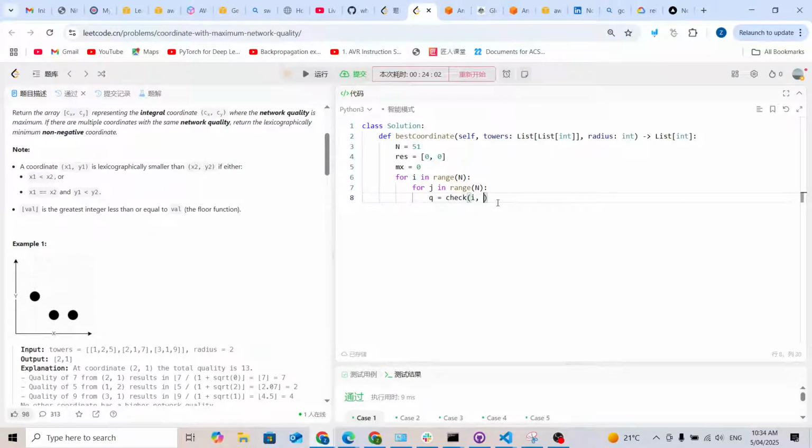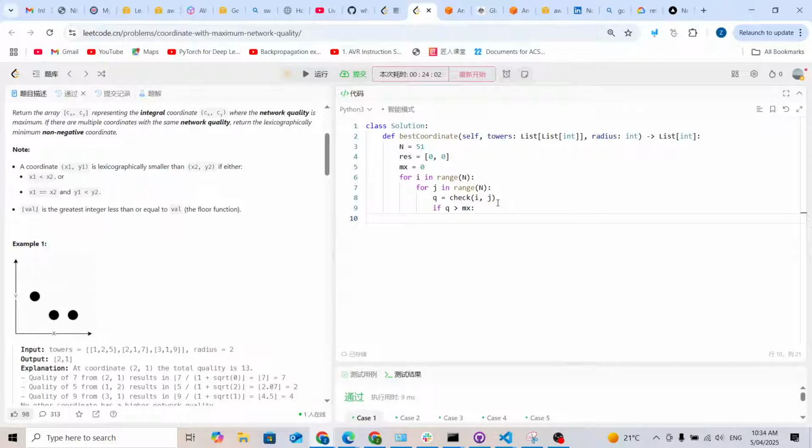So here we're going to use this ij. We're going to check the quantity q. So if the quantity q is more than the maximum quality, this means we're going to update the maximum quality to q, and we're going to update the result. It's going to be i and j.